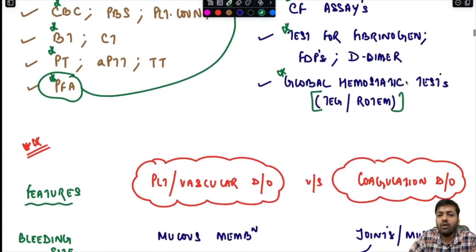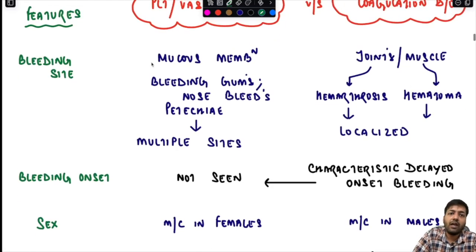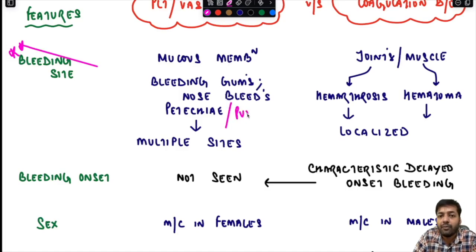Okay, so now we are going to see how you differentiate between bleeding because of a platelet or vascular disorder versus bleeding because of a coagulation disorder. Look at the site of bleeding. In case of a platelet or vascular disorder, bleeding usually affects the mucous membrane. So you will see bleeding gums or nosebleed, that is epistaxis. You will see bleeding in the form of petechiae, or in the form of purpura. Okay, and bleeding is occurring from multiple sites.